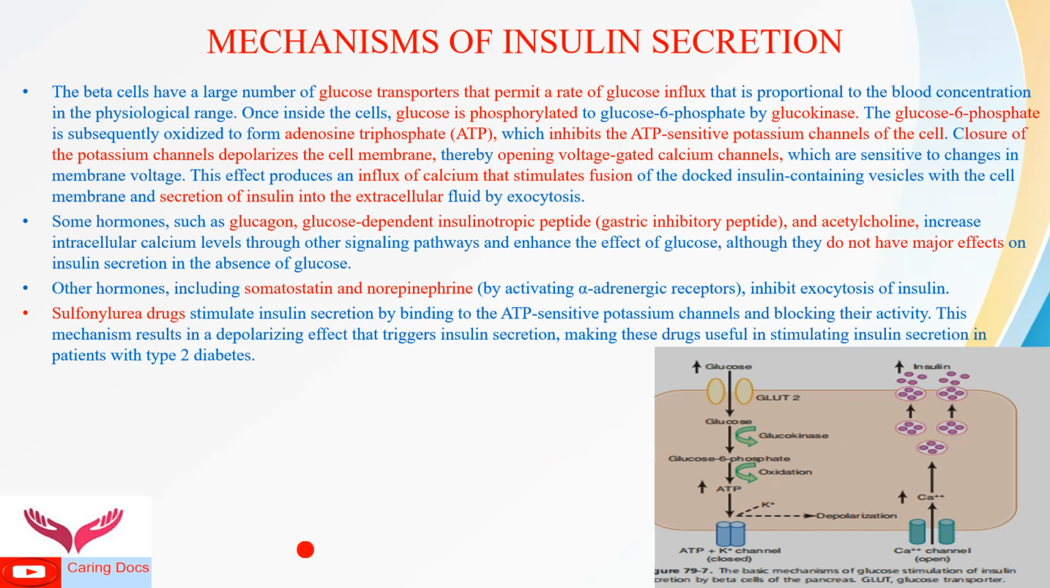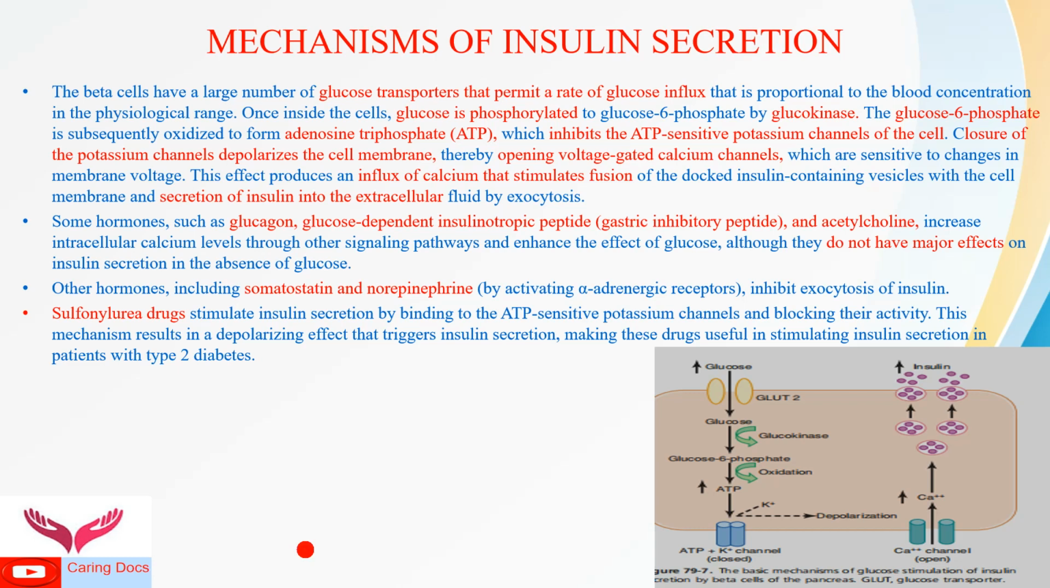There are certain hormones such as glucagon, glucose dependent insulinotropic peptide like GIP, and acetylcholine. They also increase the intracellular calcium level, though through other signaling pathways, and they can enhance the effect of glucose, but they do not have a very major effect on insulin secretion in the absence of glucose. There are other hormones also like somatostatin and norepinephrine. By activating the alpha adrenergic receptors, they inhibit the exocytosis of the insulin.